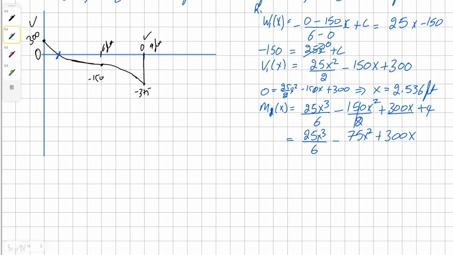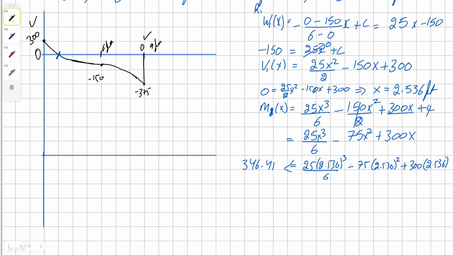And now we can use this value in our moment equation to find our maximum moment. It's going to be 25 times 2.536 cubed divided by 6, take away 75 times 2.536 squared plus 300 times 2.536. Solving this, we get our solution as 346.41 as the maximum. Alright, so now that we have that, we can proceed to our moment diagram.